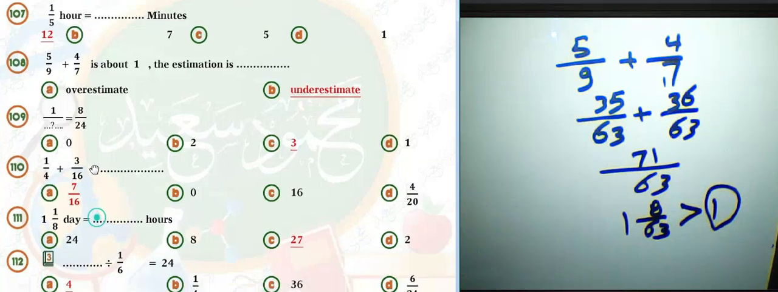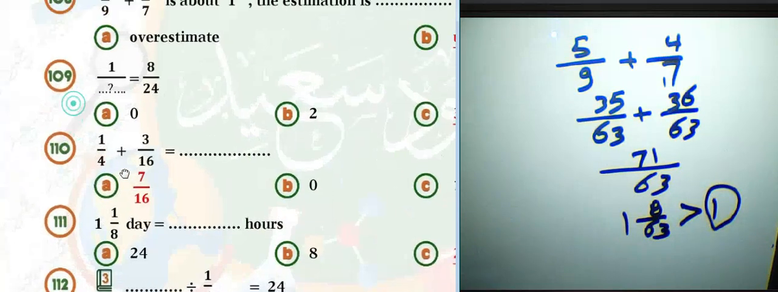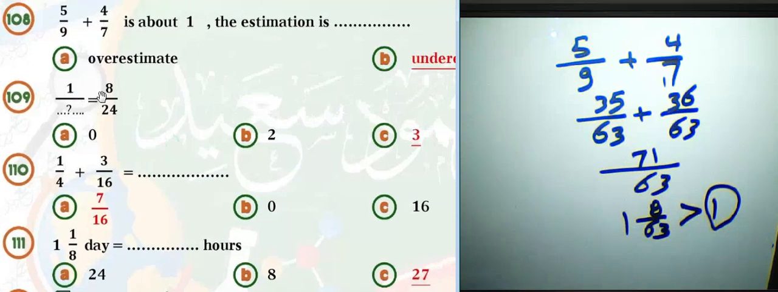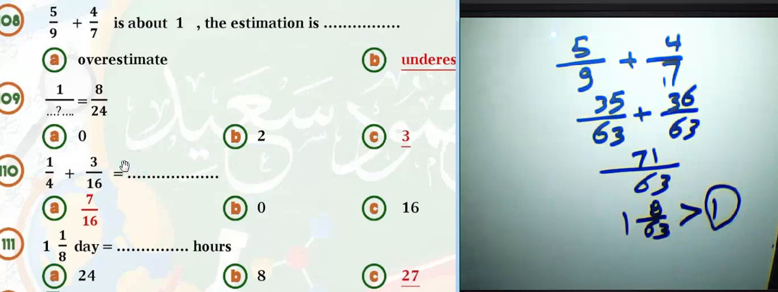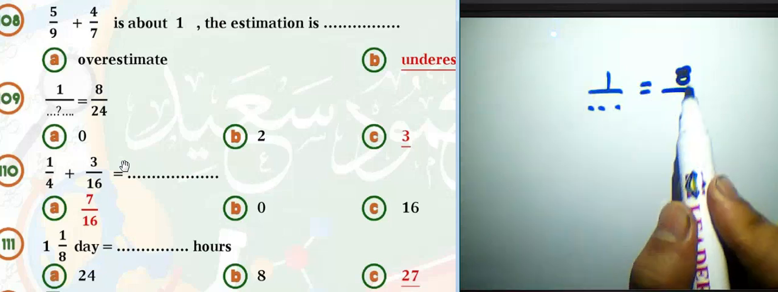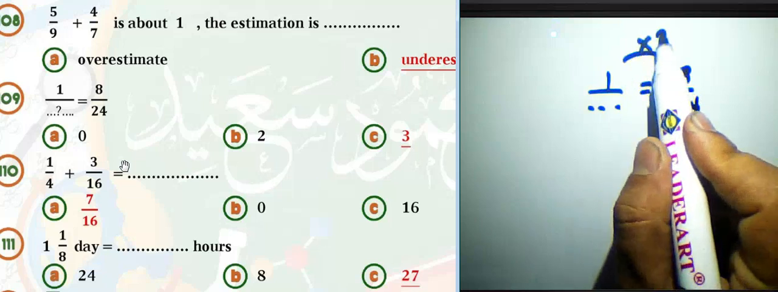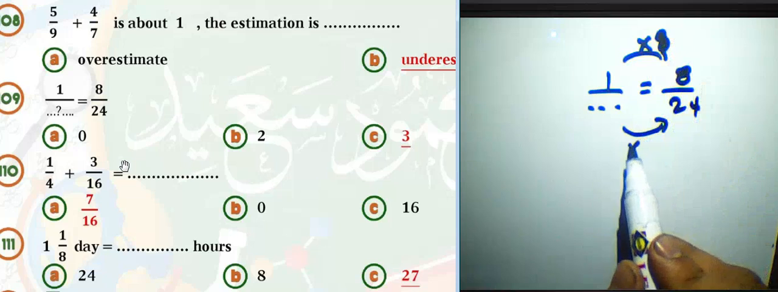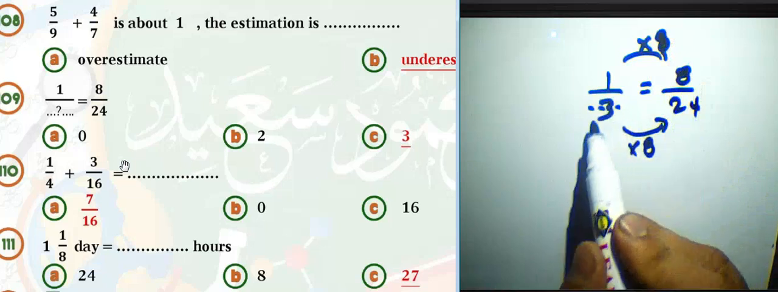Question 109. 1 over blank equals 8 over 24. 1 times 8 equals 8. 8 times 3 equals 24. Again, ask yourself about the changed number here, where we know 1 over blank equals 8 over 24. 1 multiplied by 8 equals 8. Then which number multiplied by 8 equals 24? It will be 3.